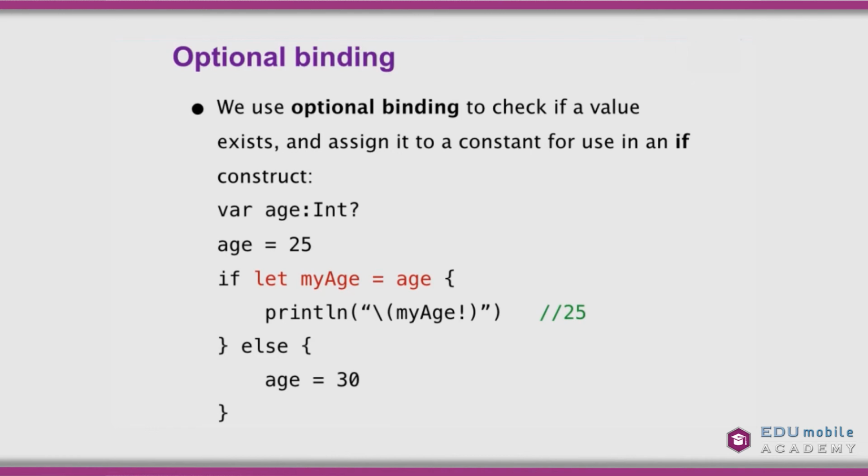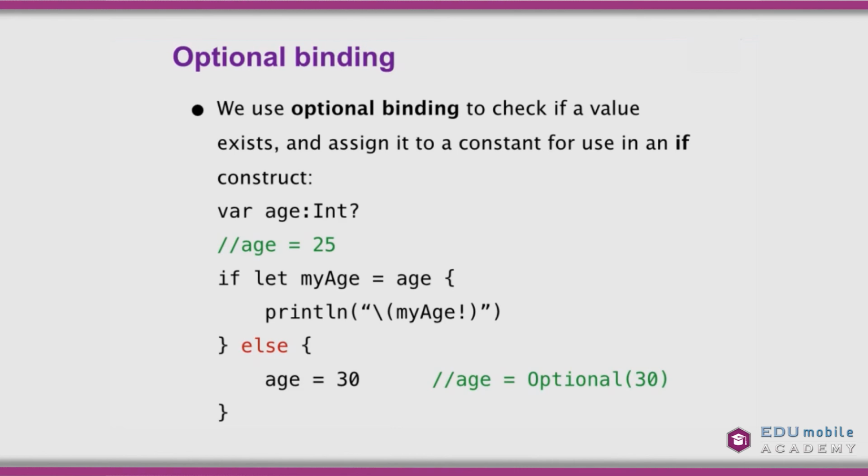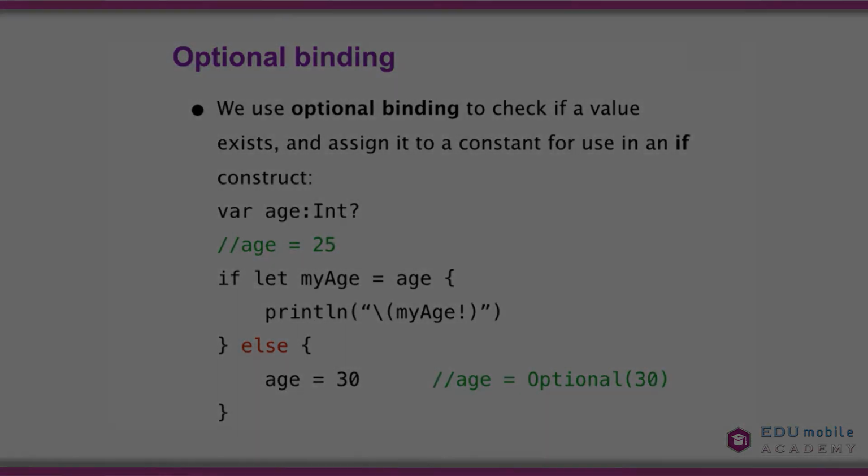Otherwise, if let my age equal age evaluates false, then age is an optional containing the value of nil, else we go ahead and assign age. And then we can print it out later or do something else with it. And this is the case here. If we comment out the age assignment, then age is equal to optional 30 would be printed here. We use optional binding to check if a value exists and assign it to a constant for use in an if-let construct. Thank you very much.